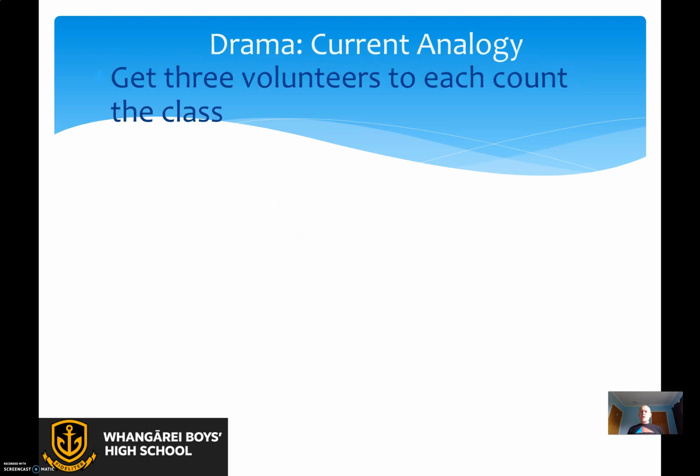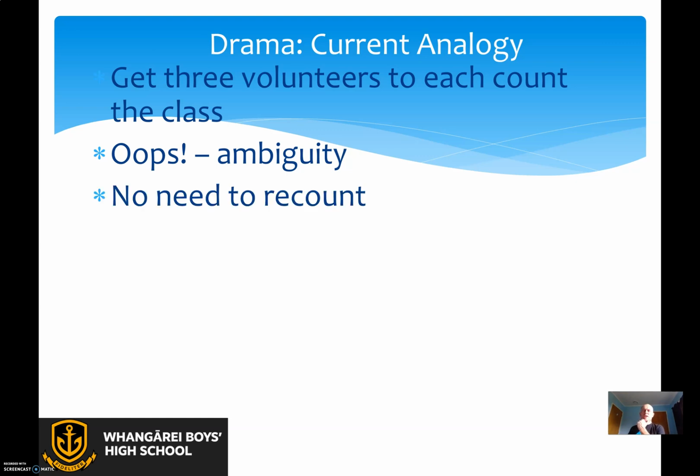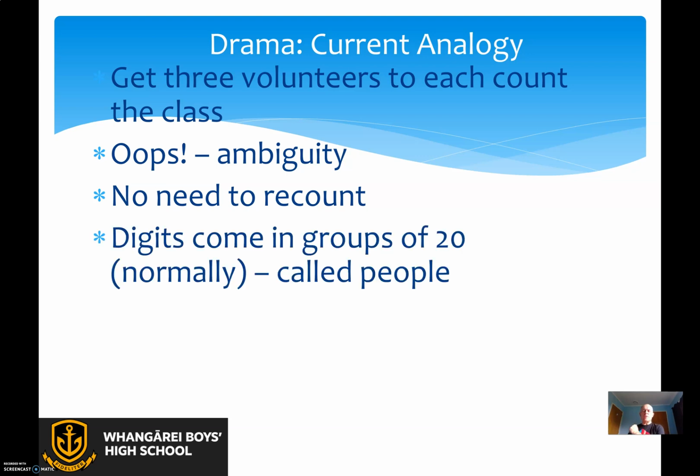So moving along, in my lessons, I would normally get 3 volunteers to each count the class, and they would come up with a number, say 25. I say, oh, no, ambiguity. I didn't say what I wanted you to count. I wanted you to tell me how many fingers and toes there are in the room. Well, assuming everybody is born with the right number and nobody's been amputated, we don't need to do recounting, we can do some mathematics. If we had 25 people in the class, each person's got 20 fingers and toes, so we can multiply 25 by 20 to get 500 fingers and toes.